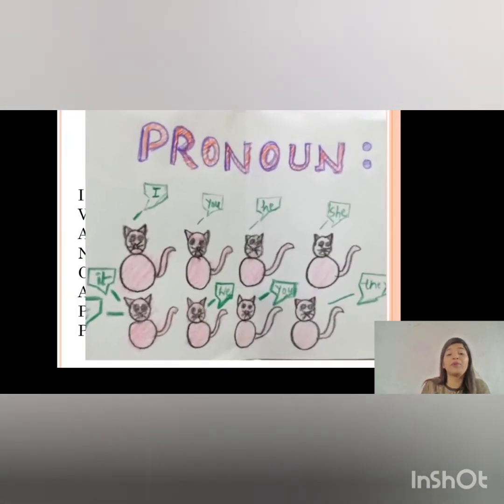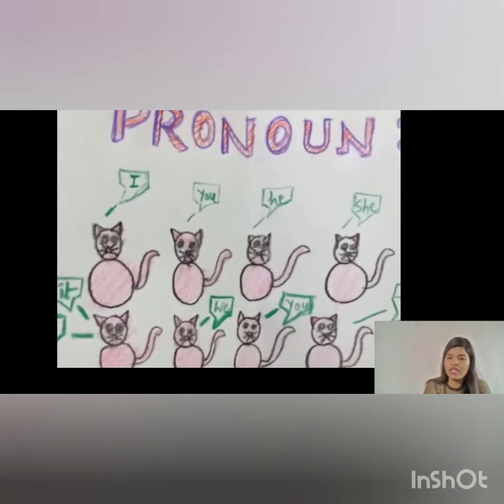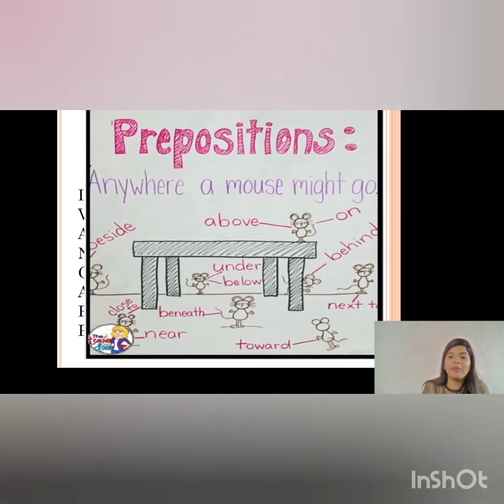Now the next we have pronouns. It talks about I, we, you. Its work is to replace a noun, and there we use a pronoun. These are also categorized as persons: first person, second person, third person: I, we, you, they, he, she, it, this way.